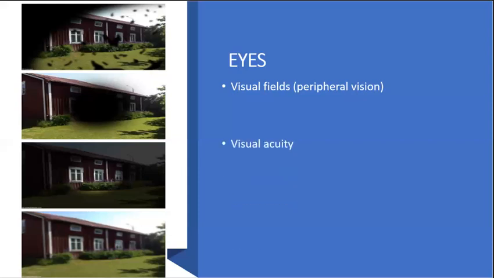The next we'll look at will be visual acuity. So visual acuity measures the ability of the eye to distinguish shapes and the details of objects at a given distance. So usually we use the Snellen chart to assess for visual acuity, and the normal should be 20/20.